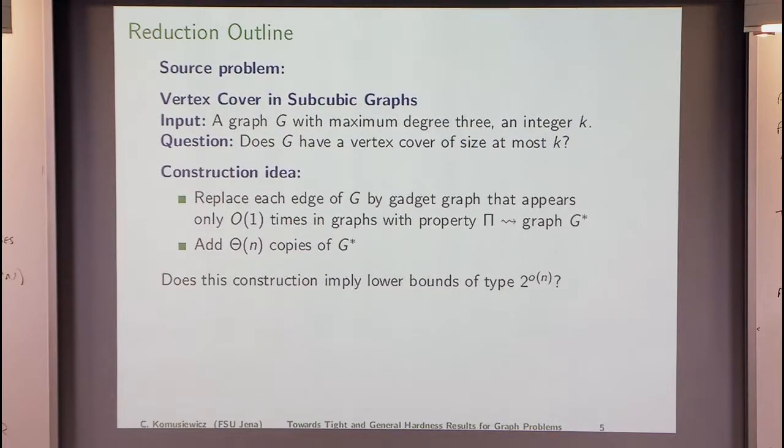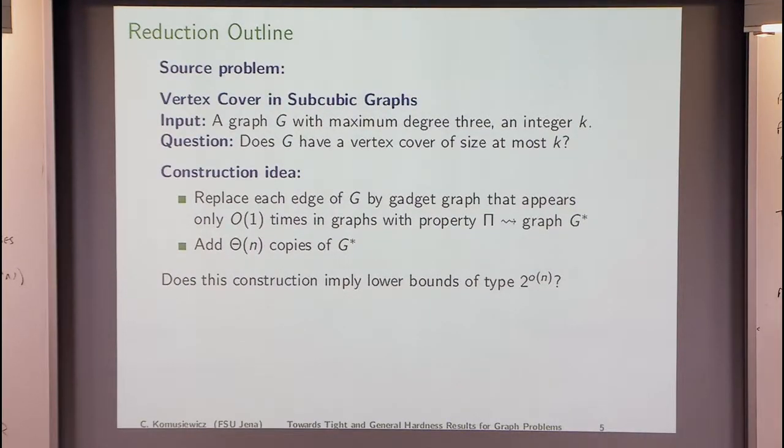Okay, and what's the rough idea? I will go a bit more into detail when I show the adaptation. You replace the edges of this vertex cover instance by small gadget graphs, and somehow you make sure that these gadget graphs cannot appear too often in graphs that have this property pi. So you need to do something, you need to delete one of two vertices in this graph. This gives you a graph G star, and then the next step is to add roughly theta of n copies of this graph G star in the reduction.